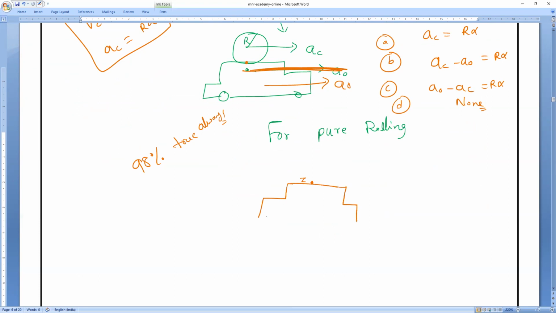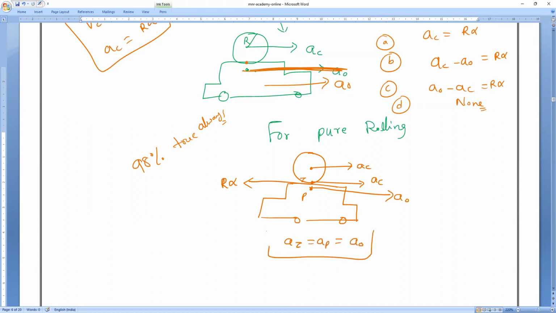What is the car acceleration, everybody? The car, the platform, acceleration is A naught. And what is the acceleration from the center? AC. And there is a tangential acceleration acting, R alpha. So from that I can say, we all know that AZ is equal to AP, which is equal to A naught, because at the point of contact both have relative motion, so their accelerations remain the same. So AZ is equal to AP is equal to A naught.